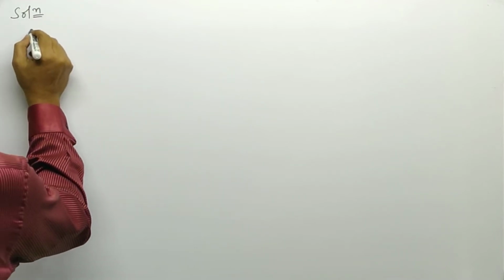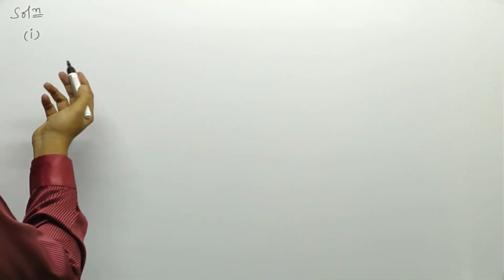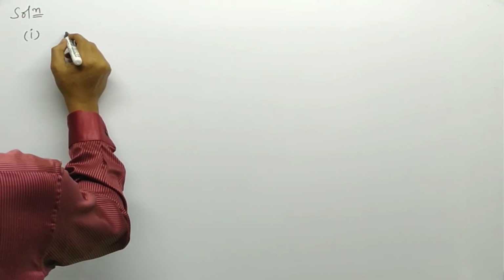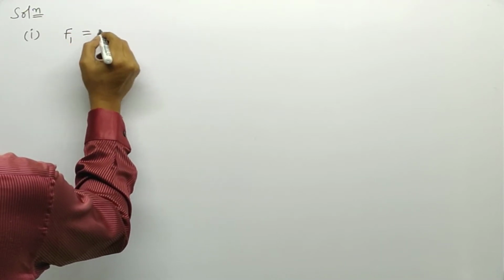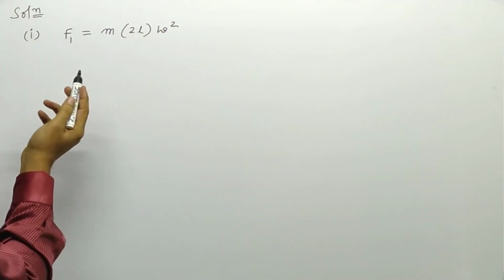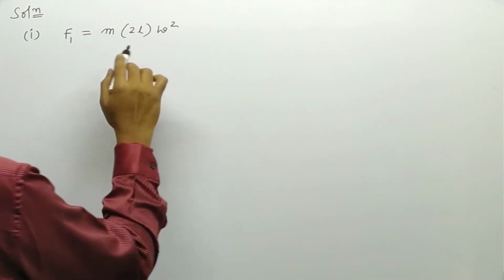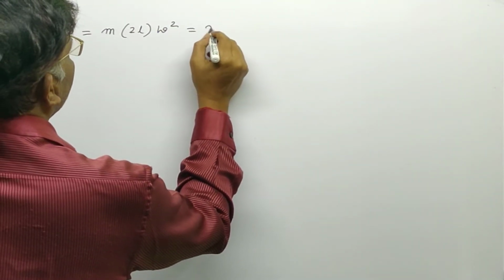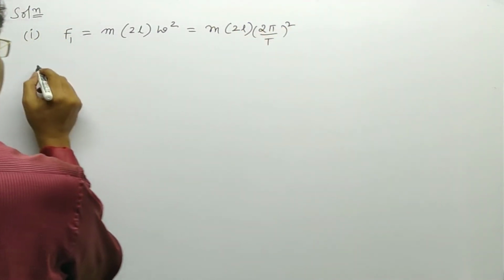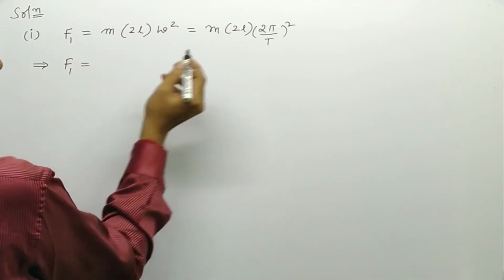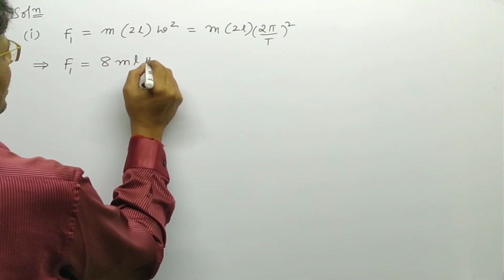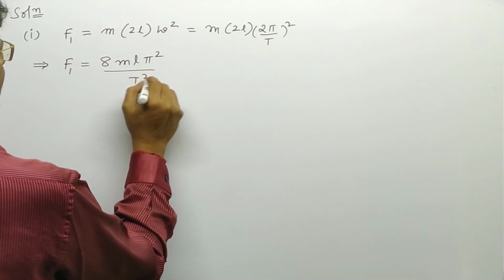In the first case, when the original length of the cord or wire is L, and it is rotated in a horizontal circle, the centripetal force required F1 is equal to m into 2L into omega square, because the wire extends from L to 2L, that is, the length becomes double. So that is equal to m into 2L into 2 pi by T whole square, or F1 is equal to 8 m L pi square divided by T square.